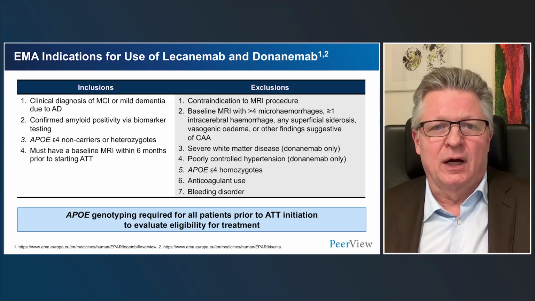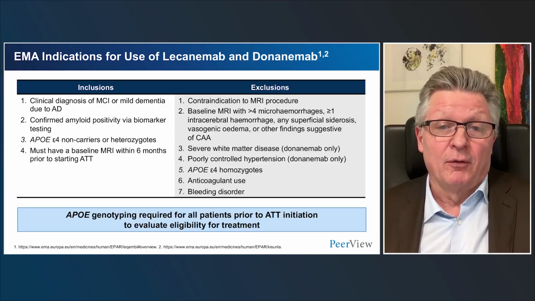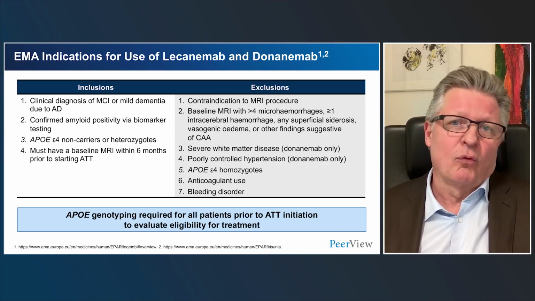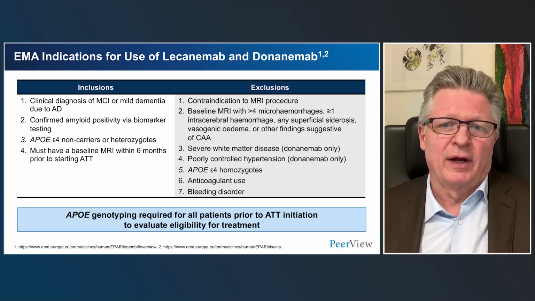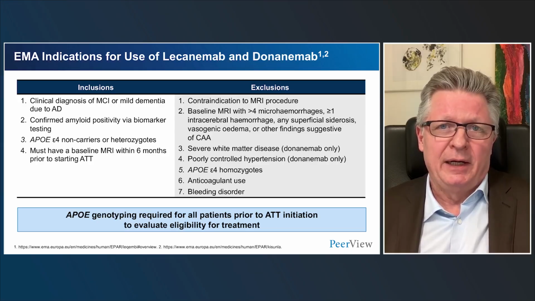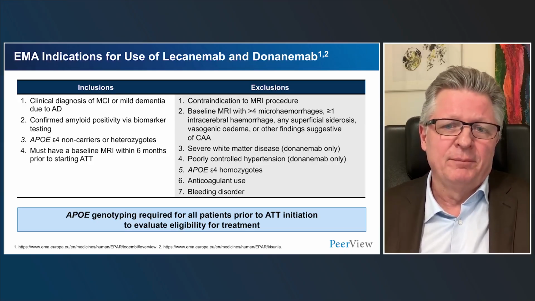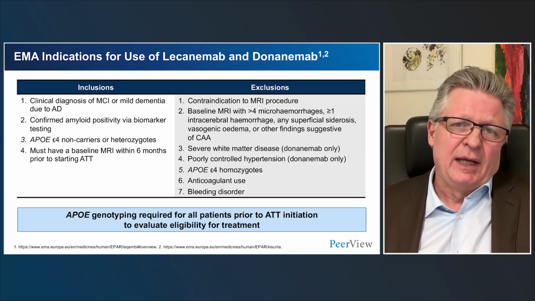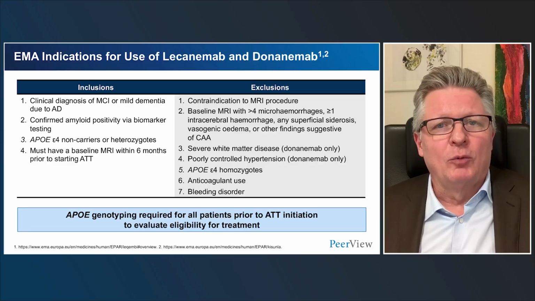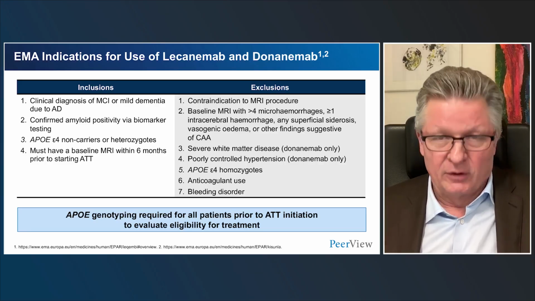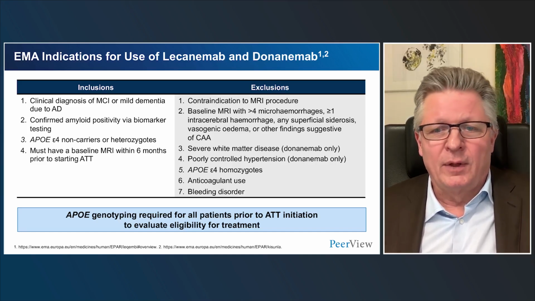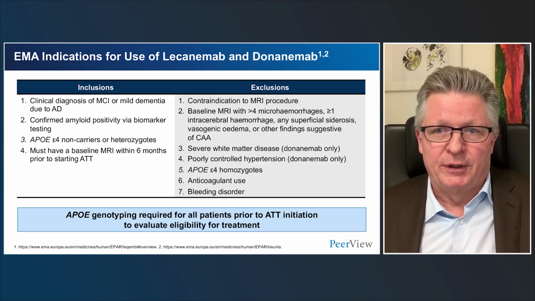And the contraindications are if people cannot undergo regular MRI because this is needed for ARIA monitoring, if there is already some evidence, for example, of microhemorrhages or other lesions in the brain which may be a risk factor for ARIA, including, for donanemab only, severe white matter disease or, for donanemab only, poorly controlled hypertension. And then, as mentioned before, APOE4 homozygosity is an exclusion criterion. Also, the use of anticoagulants in Europe and other bleeding disorders. So, APOE4 testing is required in everybody.